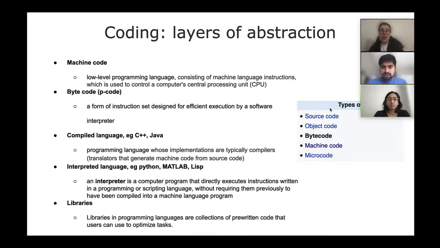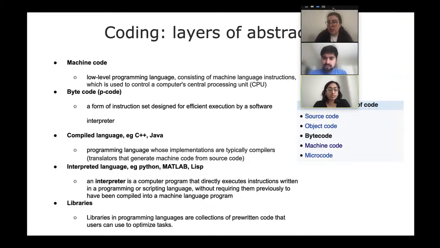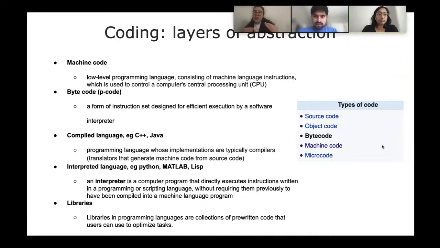So all of these definitions are taken from Wikipedia, and I liked how they show you that there's, maybe you don't see it very well here, types of code. You've got source code. So source code is things that I'm talking about, like Python and Java, and then it can go all the way down to machine level code and microcode.